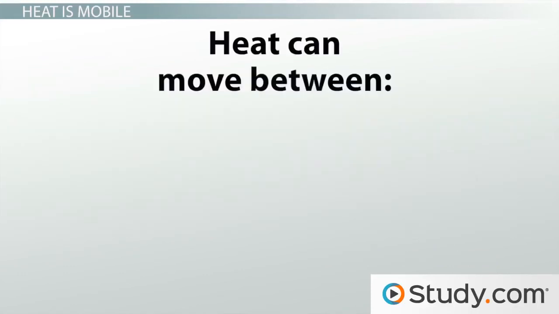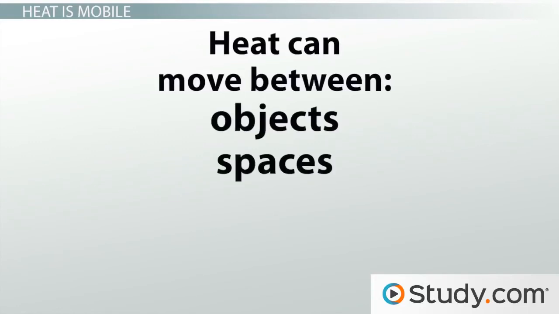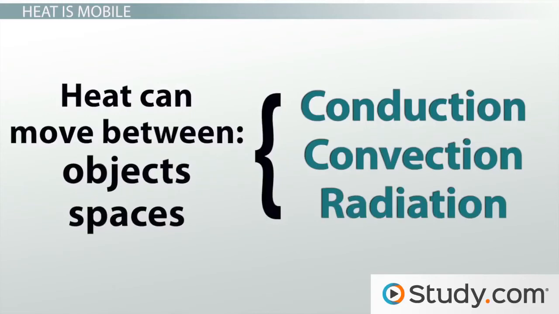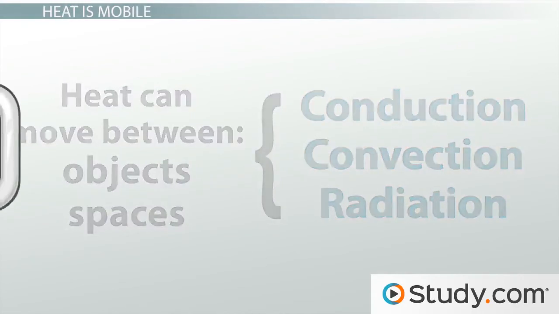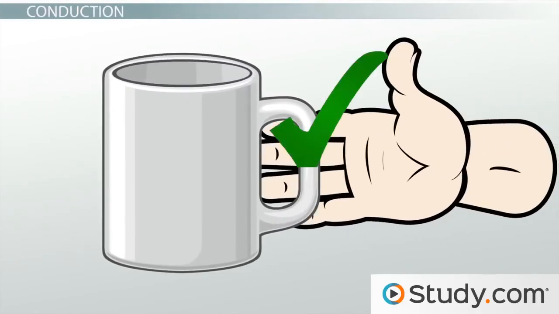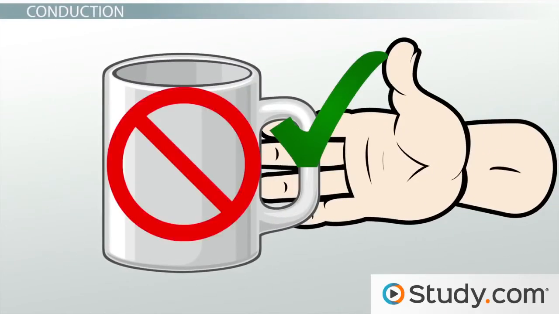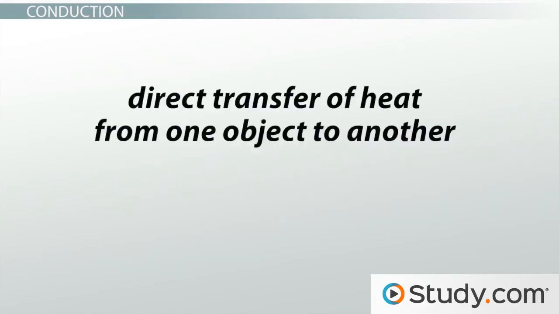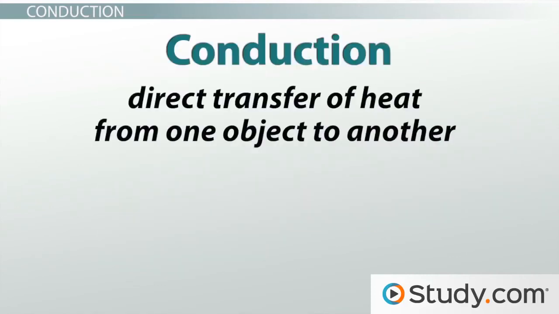Heat can move between objects or spaces, and there are three main ways it does this: conduction, convection, and radiation. Let's look at how each one works. If someone pours you a hot cup of coffee, you're likely going to pick it up from the handle instead of around the main part of the mug. This is because the coffee mug will conduct heat from the hot liquid inside to your hand. This direct transfer of heat from one object to another is called conduction.